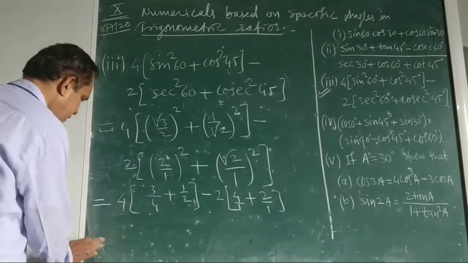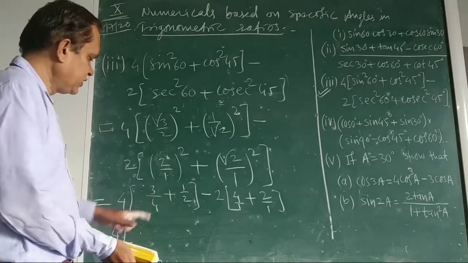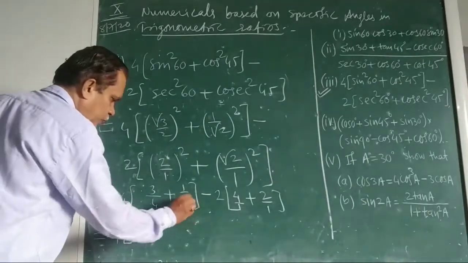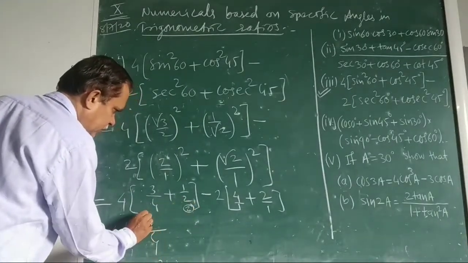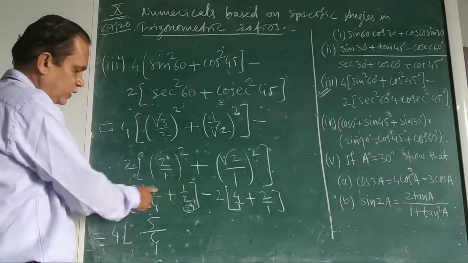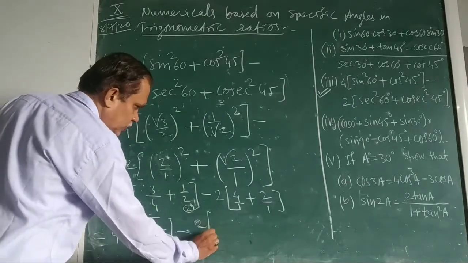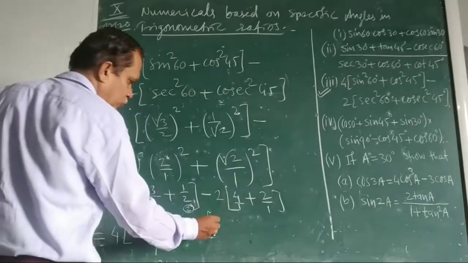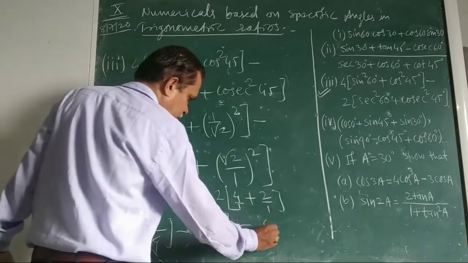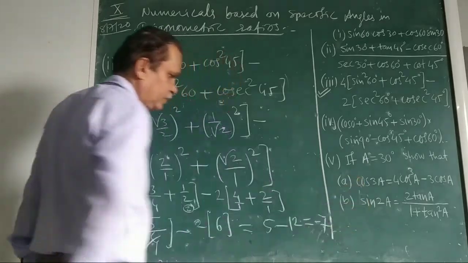Right? Now see, we are getting it. What is LCM of 4 and 2? 4. So see, you will multiply here by 2. 3 plus 2, 5. 2 ones 2, 2 plus 3, 5 upon 4 minus 2 into, what is LCM? 1. 4 plus 2, 6. Now you got it. See, here 4 cancel. 5 minus 12, that is minus 7. Got it?